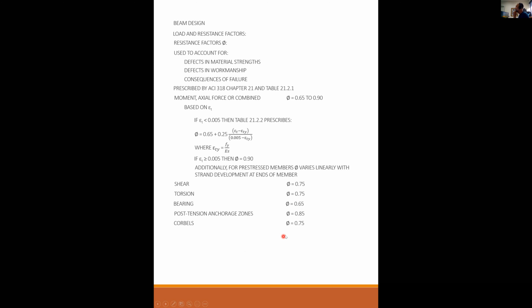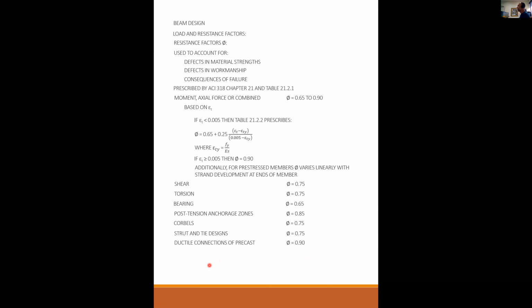Corbels are 0.75. A corbel is a very short beam that is projecting off the side of a column or a wall, and it supports some structural element. So they're very much shear driven. So they have the 0.75. Strut and tie designs are also outside the scope of this class. But if you do strut and tie designs, phi is 0.75.